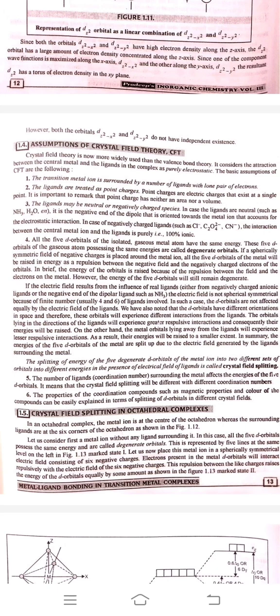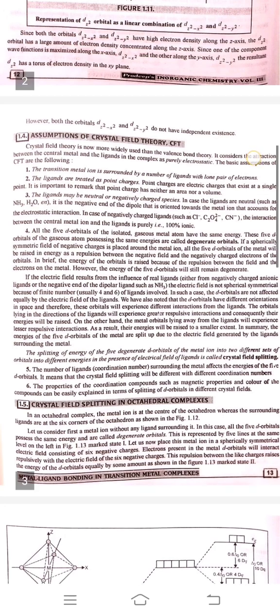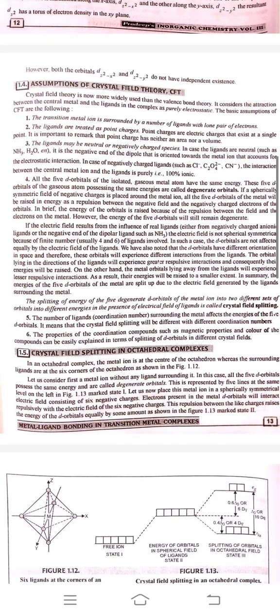In case the ligands are neutral, such as ammonia, water, ethylene diamine, it is the negative end of the dipole that is oriented towards the metal ion that accounts for the electrostatic interaction. In case of negatively charged ligands such as chloride ion, oxalate ion, cyanide ion, the interaction between the central metal ion and the ligands is purely, that is 100%, ionic.